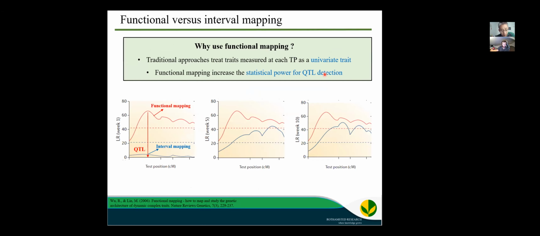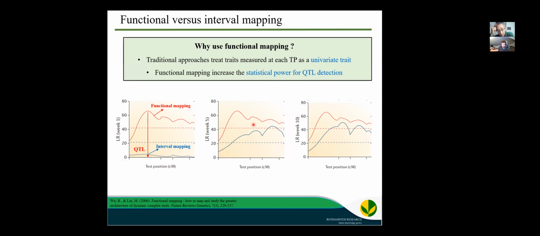And I will bring the last property of functional mapping, which is why use functional mapping itself. Why don't you use only each time point as it is, and that's it? What is known in the literature is that functional mapping has higher statistical power to detect QTL compared to the traditional approaches. As you can see, again, in his publication, you have the functional mapping detecting QTL measured in 3 different weeks. As you can see, interval mapping didn't detect it in this. However, functional mapping was detecting it.